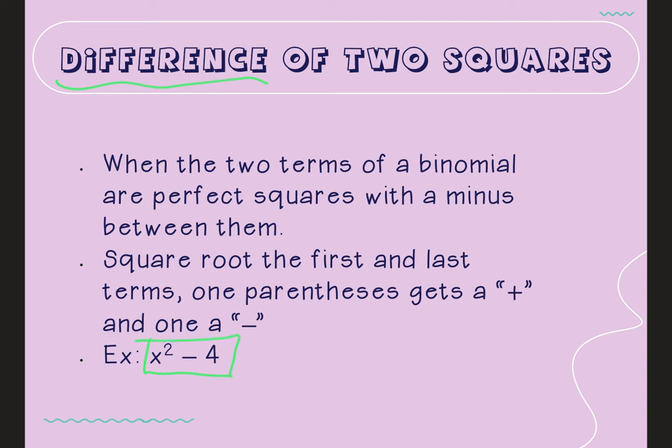These kinds are easy to identify if they are both perfect squares and there's a minus between them. So is x squared a perfect square? Is 4 a perfect square? Is there a minus between them? So that's the difference of two squares. That's just to identify the type. Once you see that it's a difference of two squares, the way we factor it is: square root the first term, square root the last term, and repeat it in two parentheses. One parentheses gets a plus and one gets a minus.